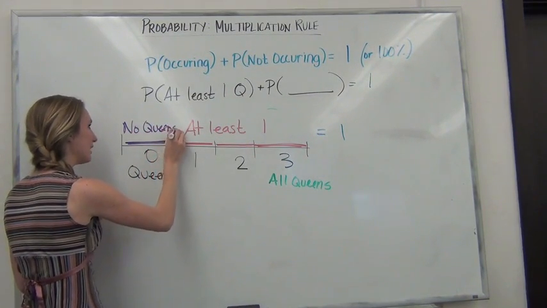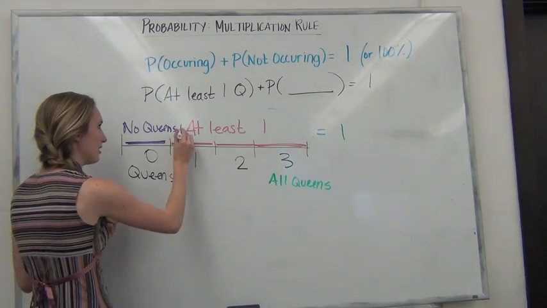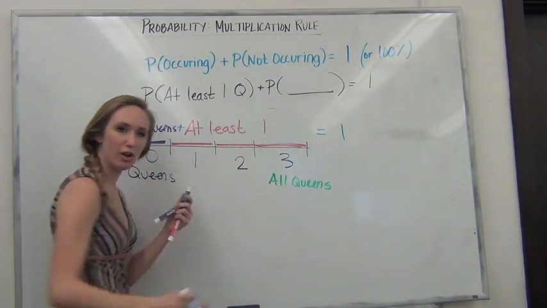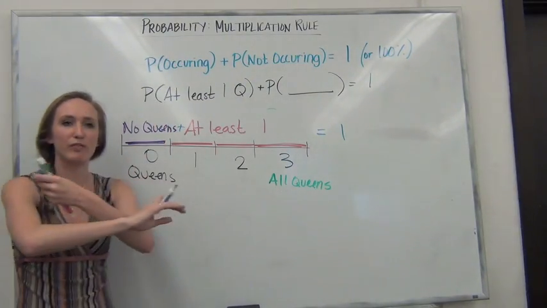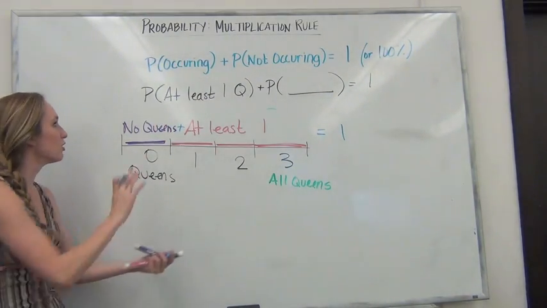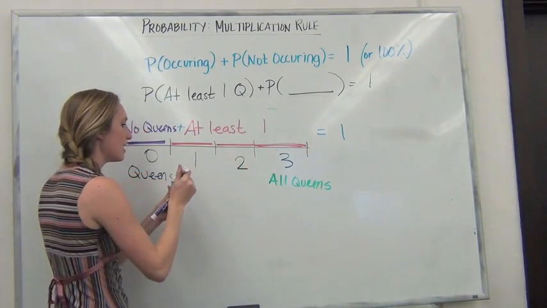So no queens plus at least 1 queen covers the whole spread of all your options you could get. 0 queens, 1 queen, 2 queens, 3 queens. We've covered all the possibilities. So those two together, added up, equals 100%.